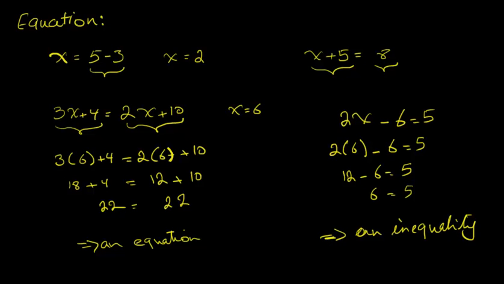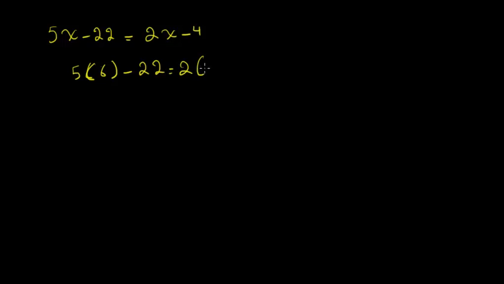Let me clear the board here and do one more example. Let's say we have 5x minus 22 equals 2x minus 4. We insert 6 instead of x and we have 5 times 6 minus 22 equals 2 times 6 minus 4. 5 times 6 is 30, minus 22, equals 2 times 6 is 12, minus 4. We work them out. It's 8 equals 8. So this is an equation.